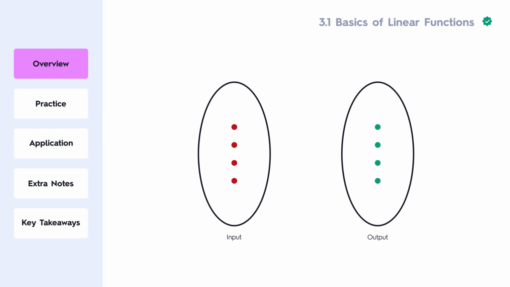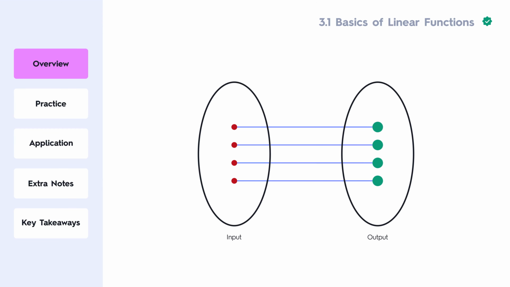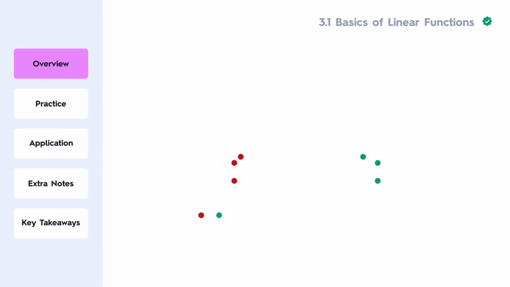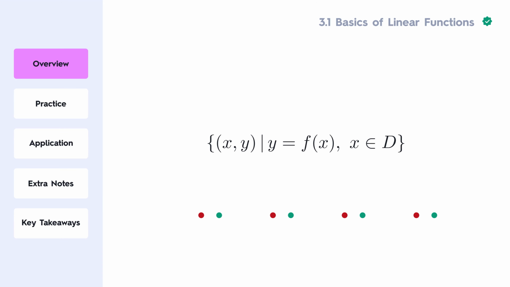Particularly, we want to recall a special type of relation, which are called functions. Functions take an input value and give exactly one output. In general, we can refer to a function f as a set of ordered pairs consisting of elements of the input set and output set. We call the input set the domain of the function and we denote it by the letter D, where f of x is the rule of the function.